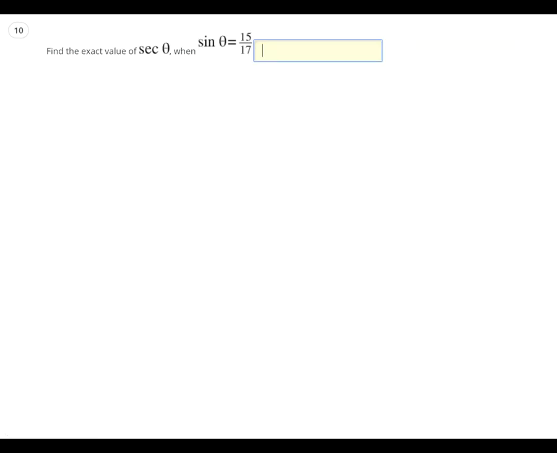Alright. Exact value. There are 2 ways we can do this problem. We could use our Pythagorean identities up there and our other trig identities to do it, or we can do triangles. Want to do triangles? Okay, so we're going to go back and live in SOHCAHTOA world as we're doing this. So I'm going to draw a triangle. I'm going to label it theta. In SOHCAHTOA world, what is sine? Opposite over hypotenuse. So I gotta go 15 opposite, hypotenuse 17.